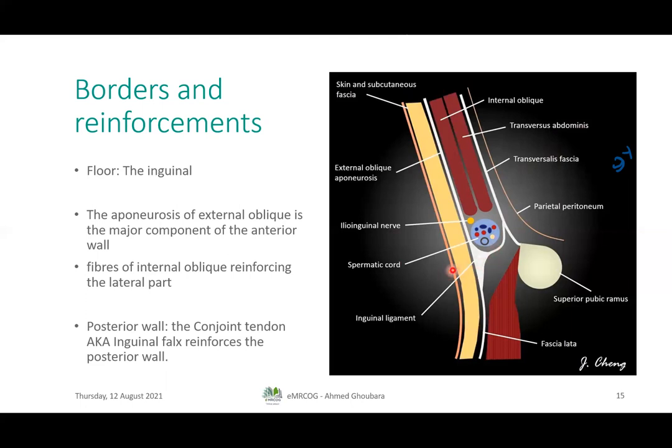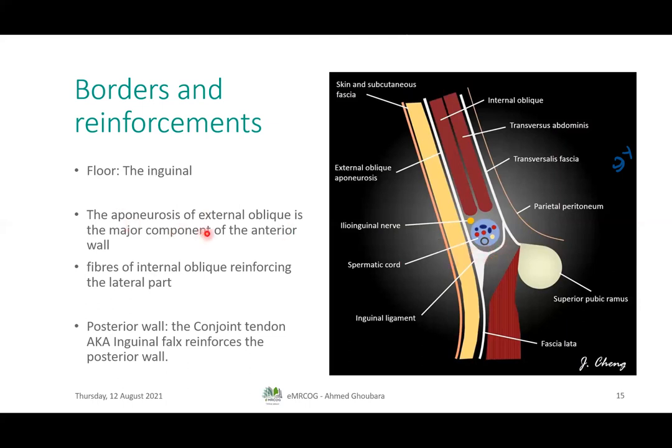And down there, there's the first reinforcement, thickening of the floor of the canal, will form the inguinal ligament. There should be a ligament here, okay? So the inguinal ligament is thickening of the floor of the inguinal canal, okay? So protect the canal from below, okay?